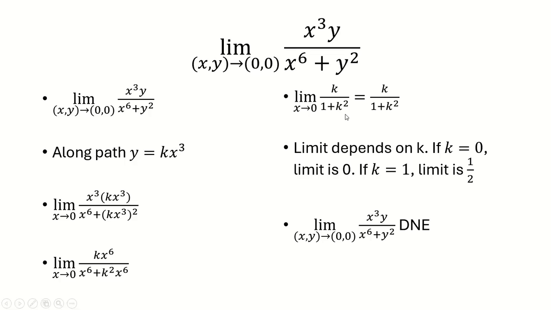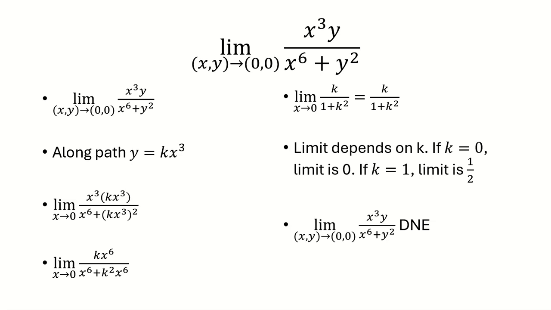So let's substitute kx cubed for y. We have kx to the 6th all over x to the 6th plus k squared times x to the 6th. I can eliminate x to the 6th now to get k over 1 plus k squared. So this limit is just going to be k over 1 plus k squared.